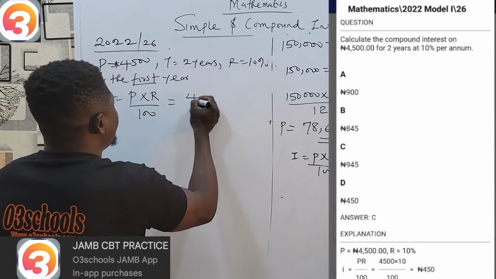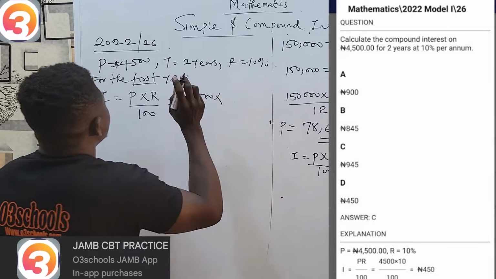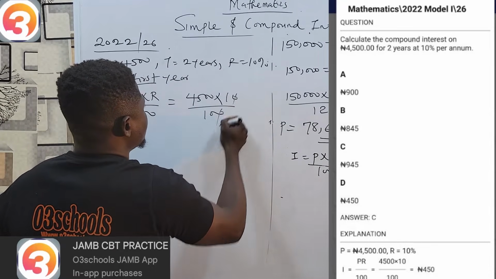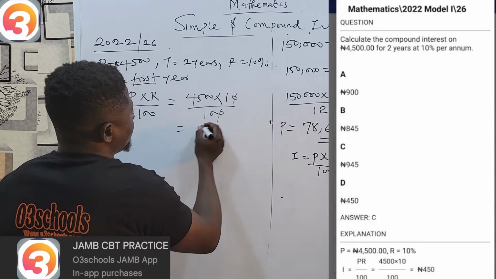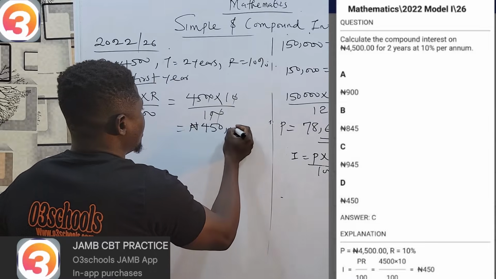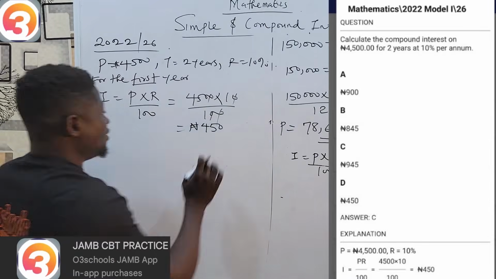So if you do this, I'm going to have 4,500 times what is the rate? 10 over 100. This 100 cancels 100. So our answer is what now? This will cancel this, 450 naira.